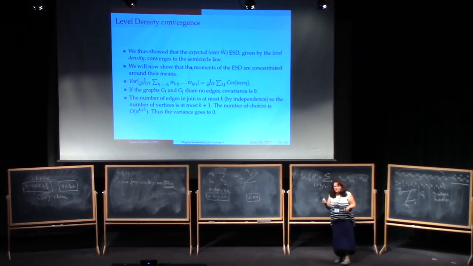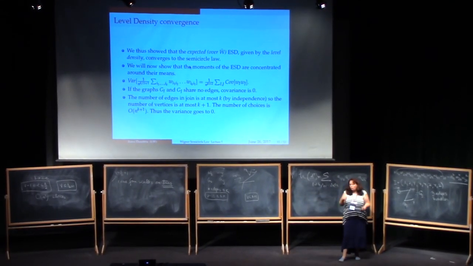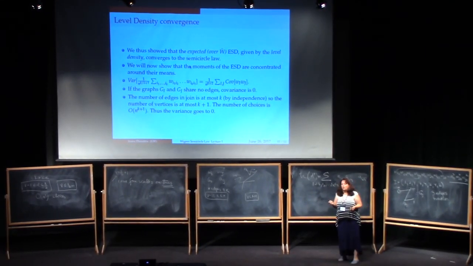So that means that the total contribution from any type of pair of walks is going to go to 0. I just don't have enough choices, because I have to overlap them. So the variance simply goes to 0, because the highest order term is of order n to the k plus 1, and I divide by n to the k plus 2.